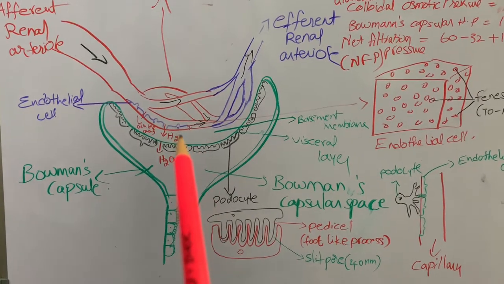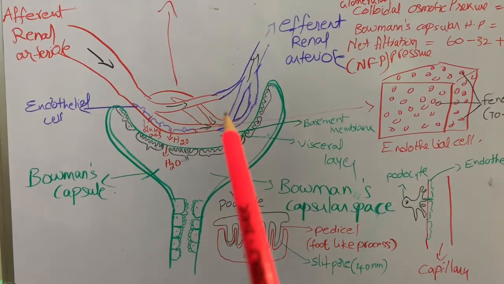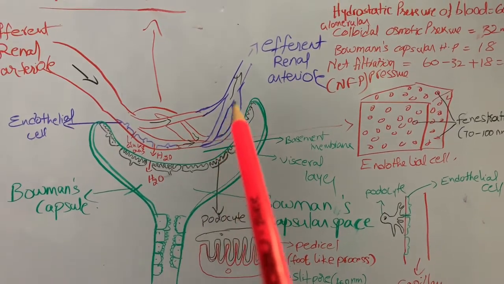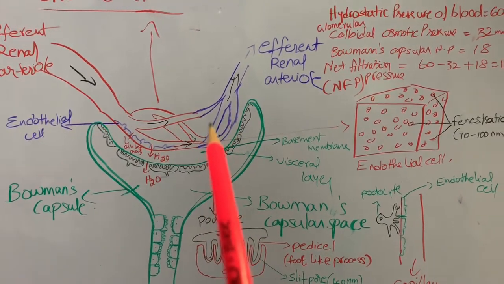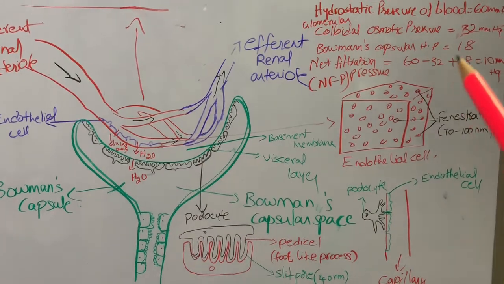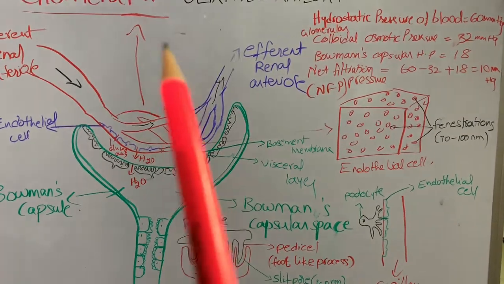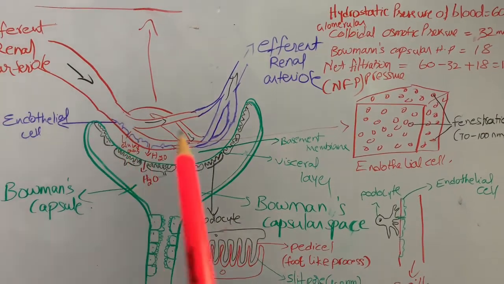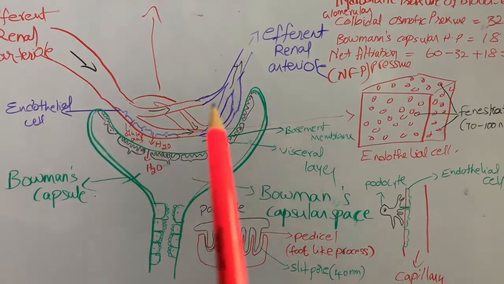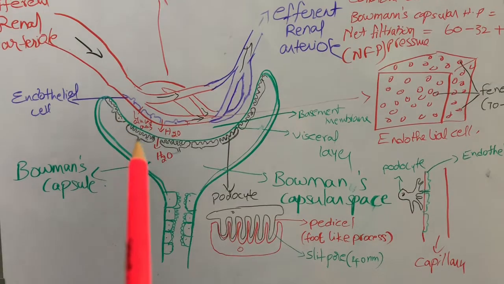As the water enters the glomerular space, the osmotic pressure increases because of the presence of proteins in the blood. This osmotic pressure is known as glomerular colloidal osmotic pressure. The glomerular colloidal osmotic pressure is 32 mmHg. So here the hydrostatic pressure is 60 mmHg, and here 32 mmHg. Due to this difference in pressure, the filtration occurs.